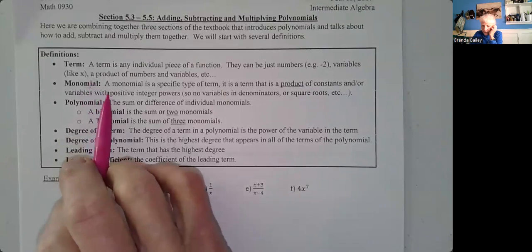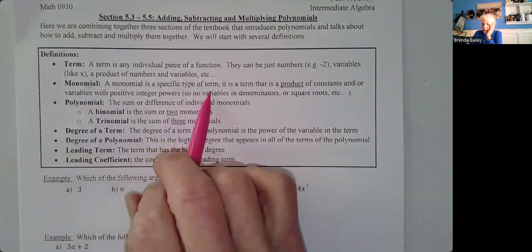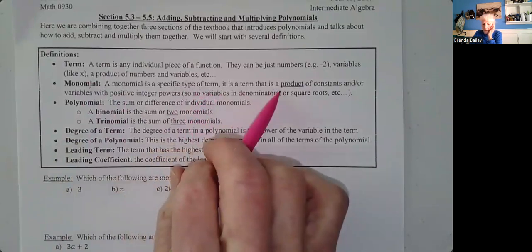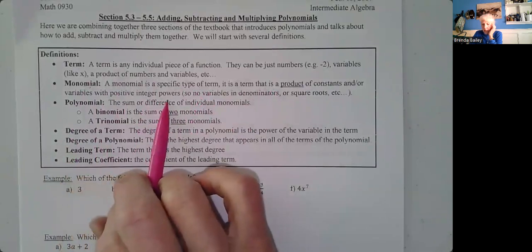When we have just one group, it's called a monomial. And a monomial is a specific type of term. It is a term that is a product of constants and or variables with positive integer powers. And you can't have any variables in the denominator, and you can't have any square roots. And we'll look at some examples. Again, it'll make more sense.